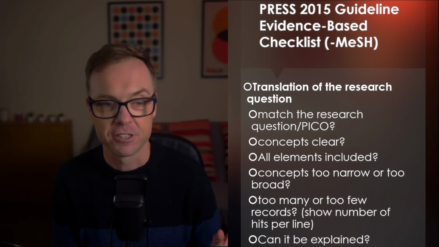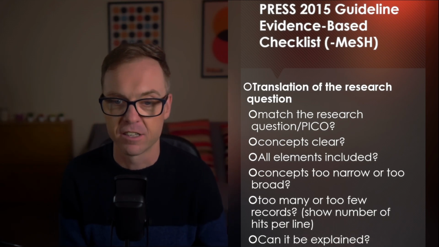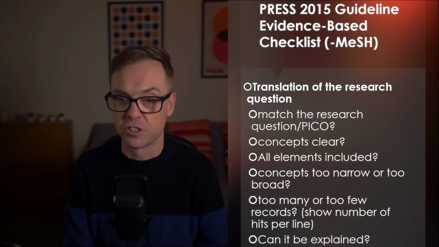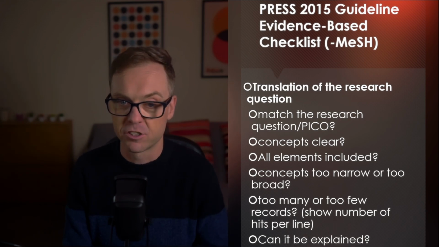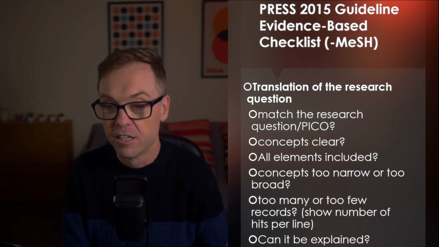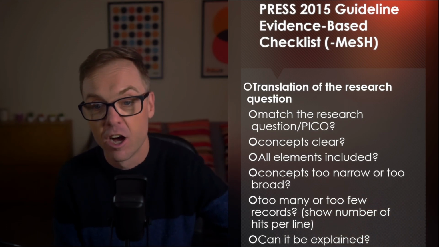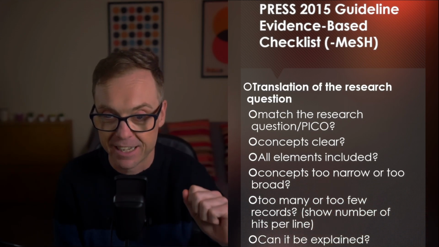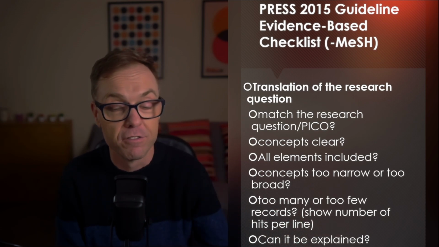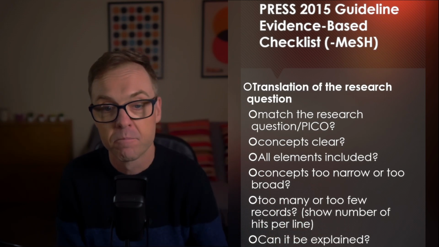Okay, the first section is about translation of the research question. So it's a case of checking, does the search strategy match the research question and PICO, and are the search concepts clear? So you saw when I did it, I highlighted mine in particular colors to make that really obvious. And I suggest that as review teams, you do that.